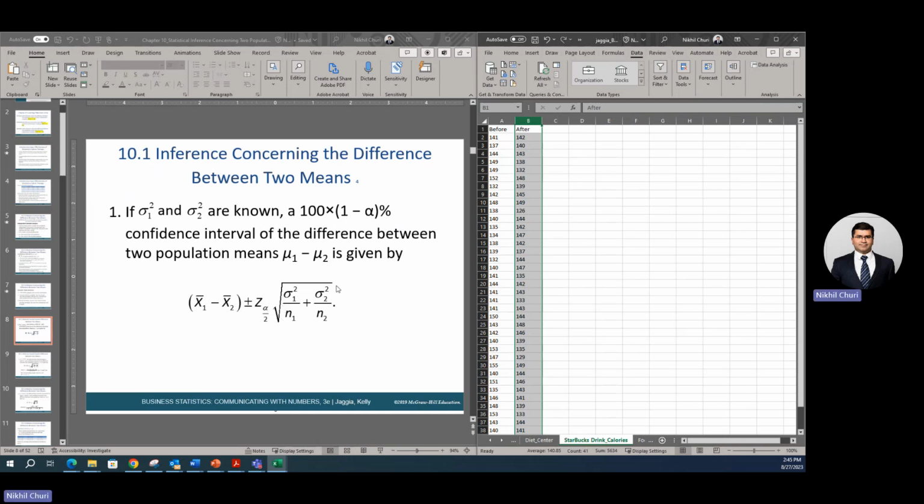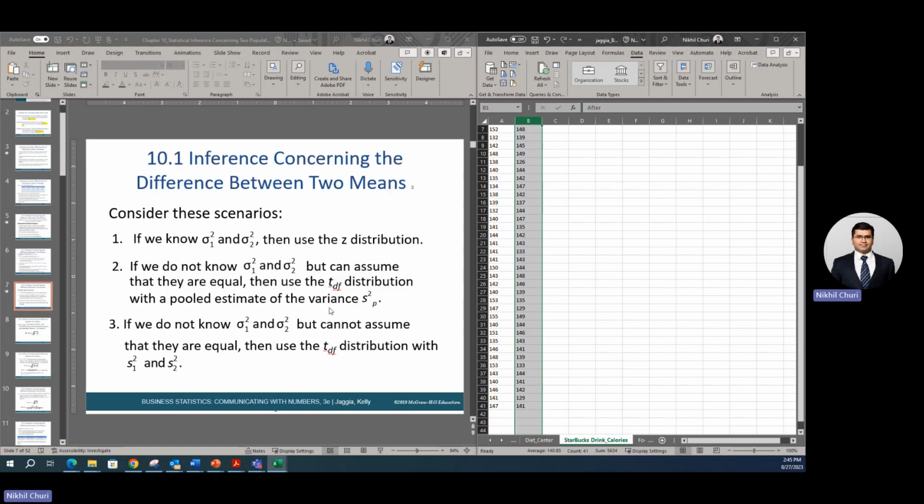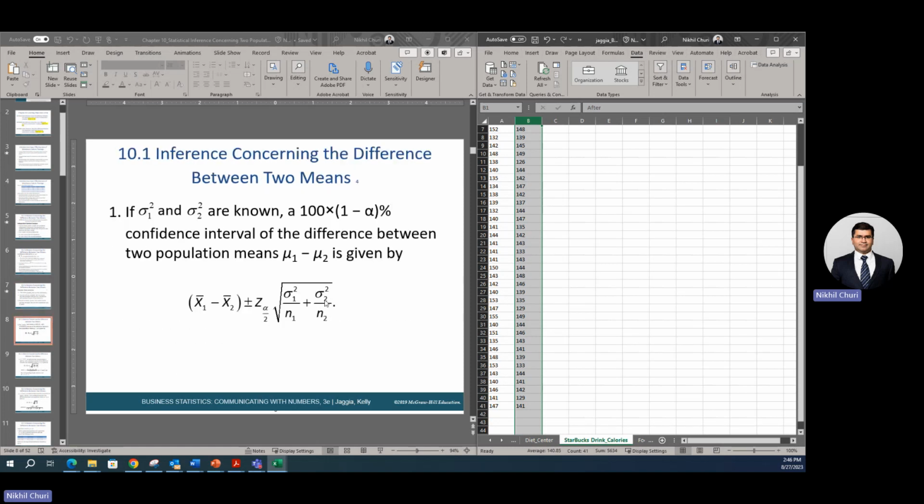Then there is a square root term, and within the square root term there is sigma 1 square. Since it's a Greek alphabet, I know I'm talking about the variance for the entire population 1, divided by n1. The total data points are 40 here, so my n1 is 40. The second one is sigma 2 square, the variance for the entire population for data set 2, and my n2 is 40 over here. This is a case where sigma 1 square and sigma 2 square are known.